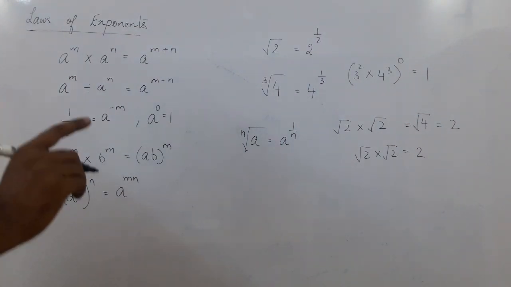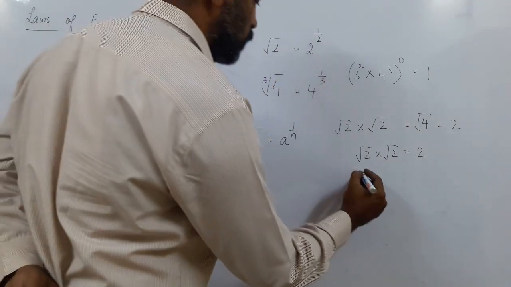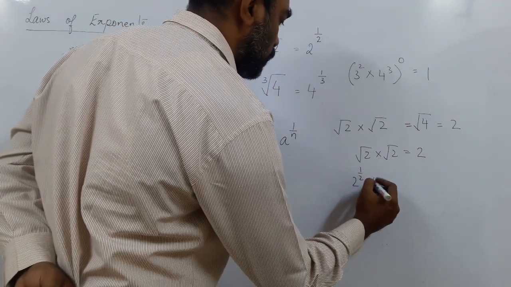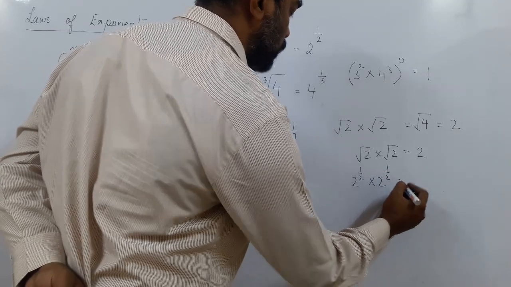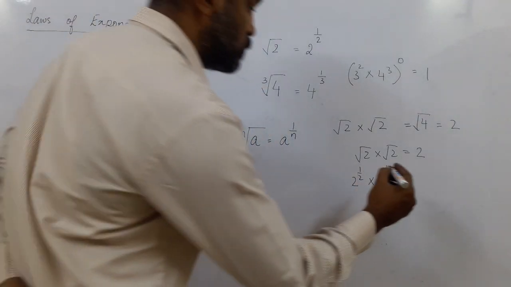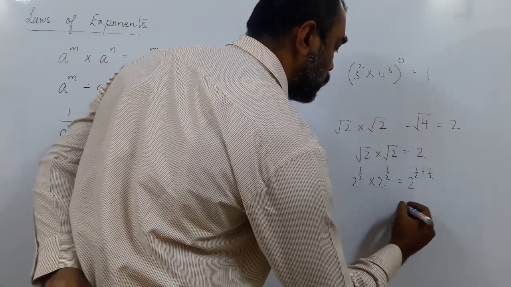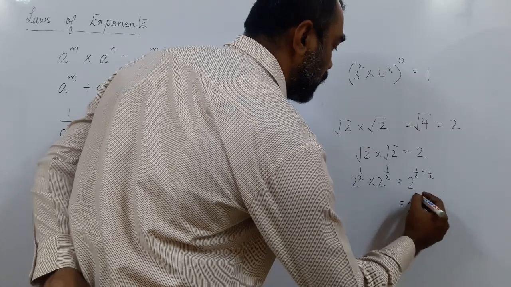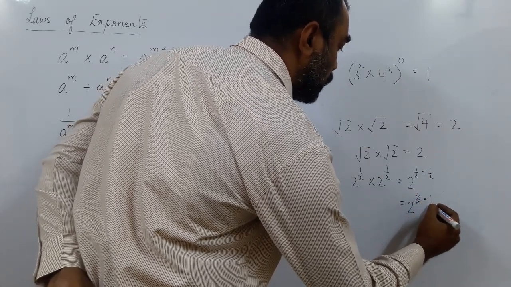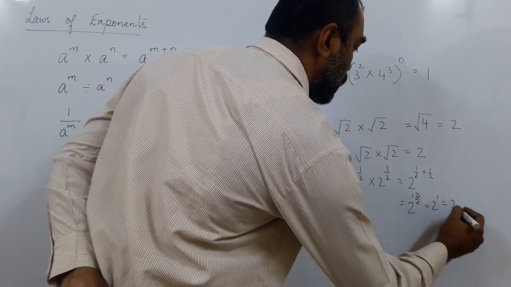Yes? But now let us check through this. We wrote root 2 equal to 2 raised to half. So 2 raised to half into 2 raised to half. Base is the same. Add the powers. So 2 raised to half plus half. What is half plus half? 2 by 2 equal to 1. This is 1. So 2 raised to 1 equal to 2.